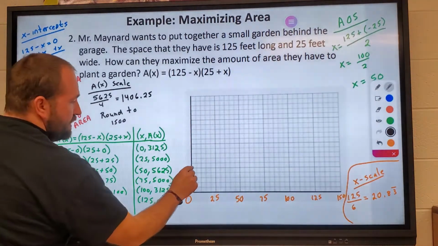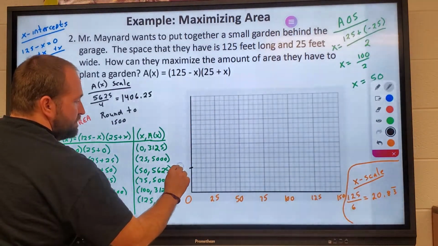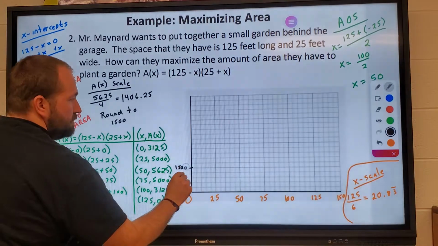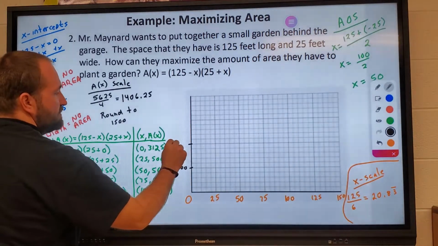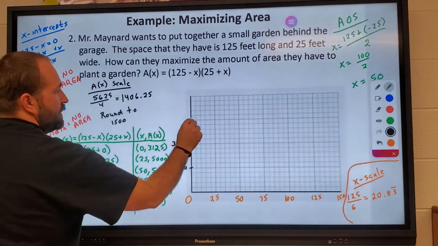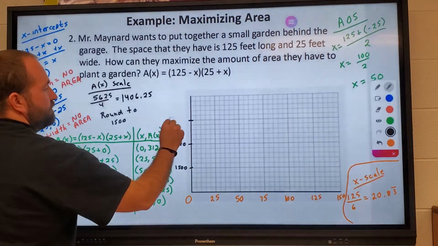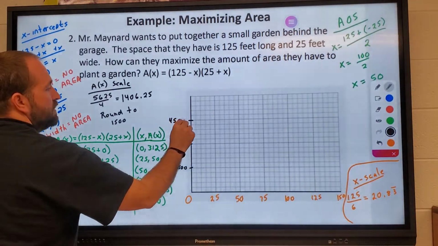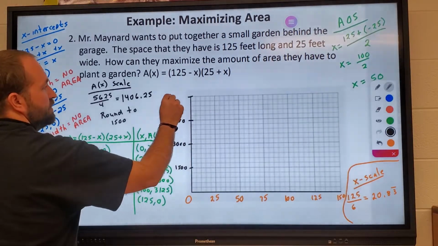Okay, so each line here is 1,500. Here I add another 1,500, that gives me 3,000. Add another 1,500, that gives me 4,500. And add another 1,500 at the very top here, that's 6,000.